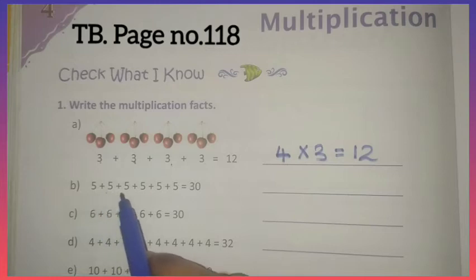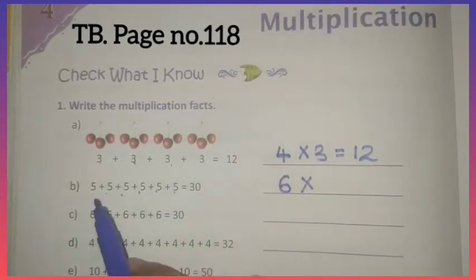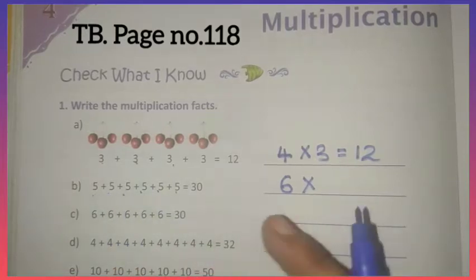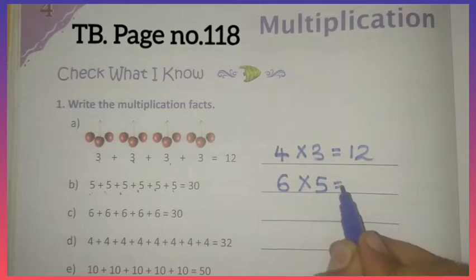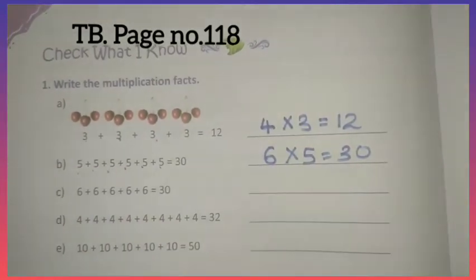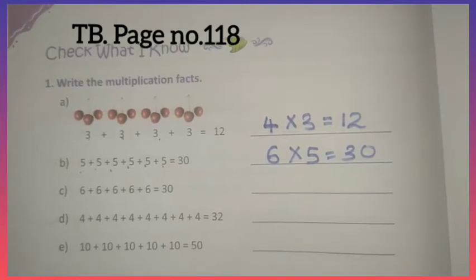Look, 1, 2, 3, 4, 5, 6. So we'll write here 6 into, in each group how many are there? 5, we are repeating 5. So we'll write here 5. 6 5s are 30. In this, 4 and 3 are called factors and 12 is the product.